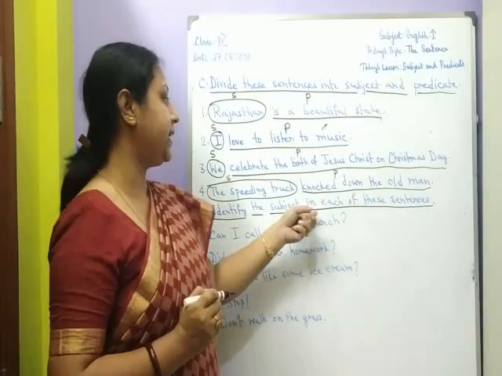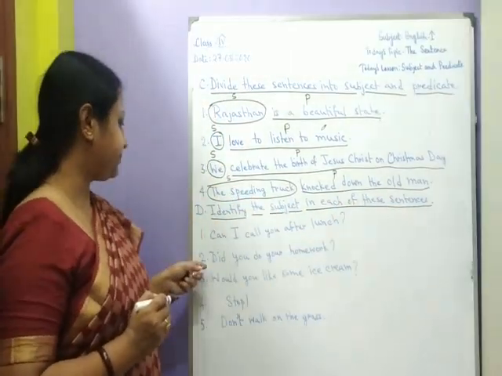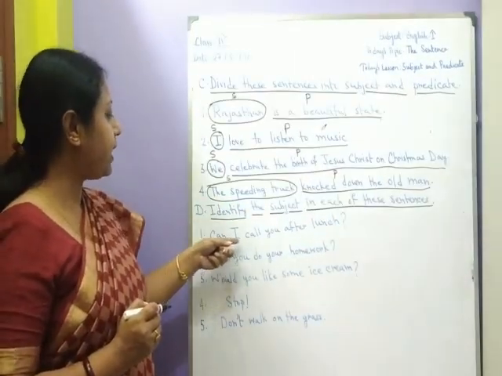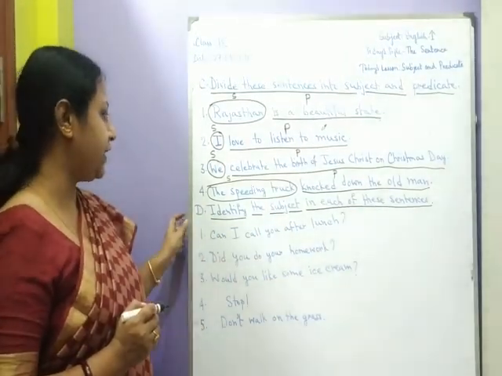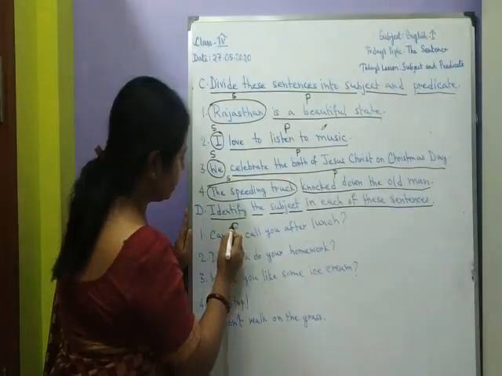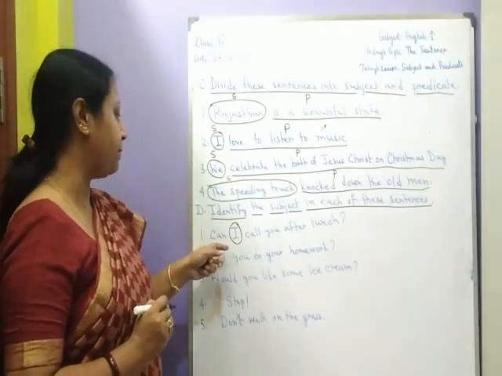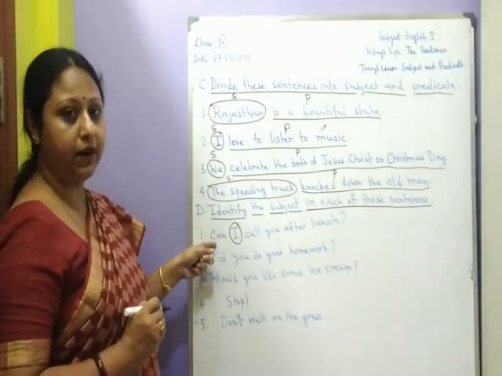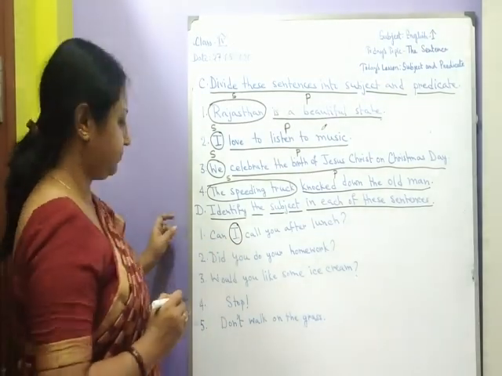Identify the subject in each of these sentences. Next exercise. Can I call you after lunch? Here it is an interrogative sentence. Here I is the subject. We know that in interrogative sentence the subject comes after verb. Here can is the verb and I is the subject.